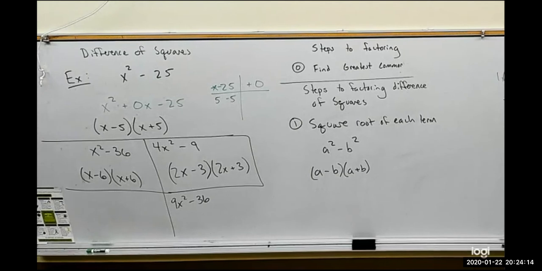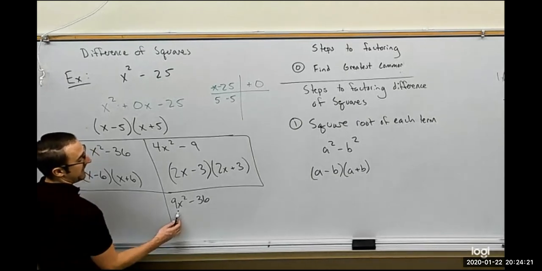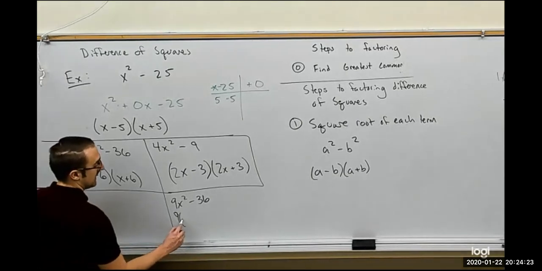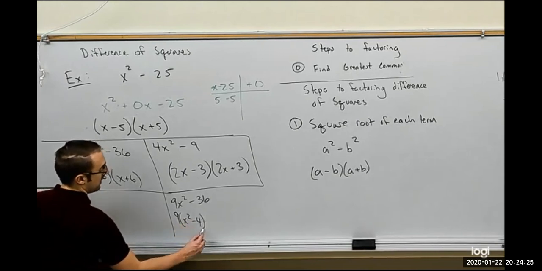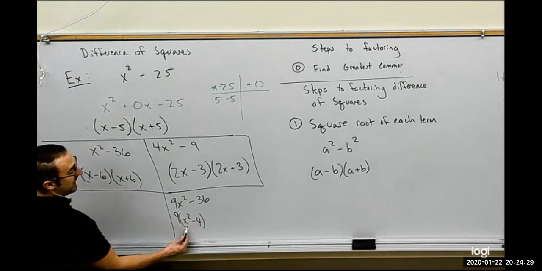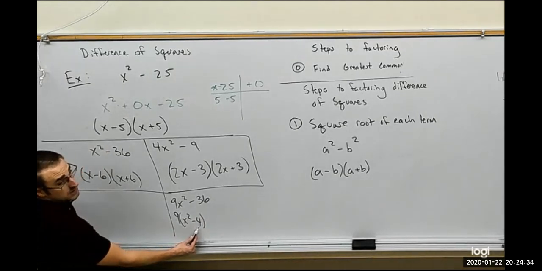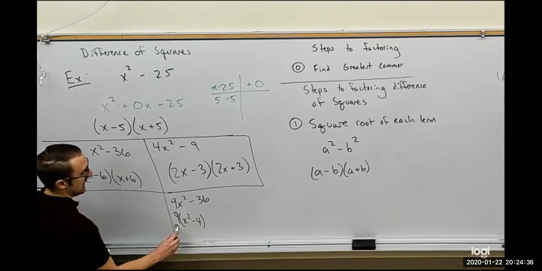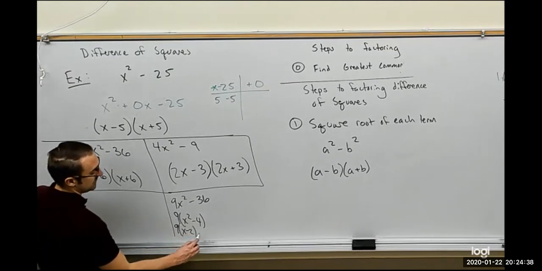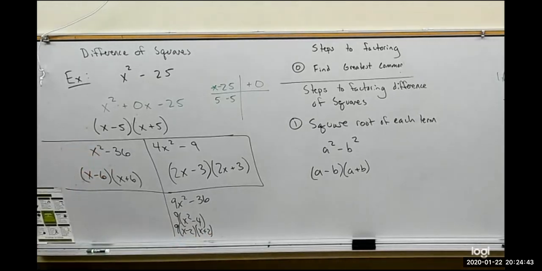All right, so 9x squared is divisible by 9 and 36 is divisible by 9. So let's take out a 9. It's 9 times x squared minus 4. And now the 9 stays the same. The square root of x squared is x, square root of 4 is 2. So here we get 9 times x minus 2, x plus 2. So I would say that that is the hardest the difference of squares could be.